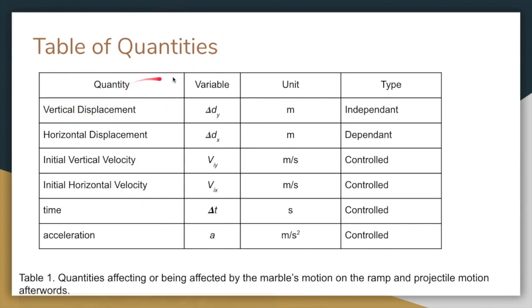So these are a table of quantities. They include vertical displacement, horizontal displacement, initial vertical velocity, initial horizontal velocity, time and acceleration. Initial vertical velocity is 0, by the way, so we're not really going to use this. And these two are the independent and dependent variables respectively.